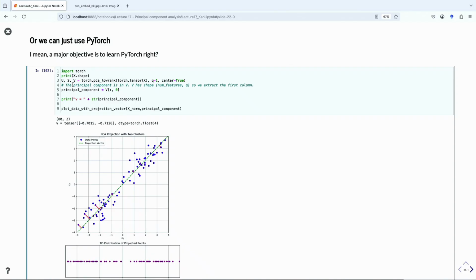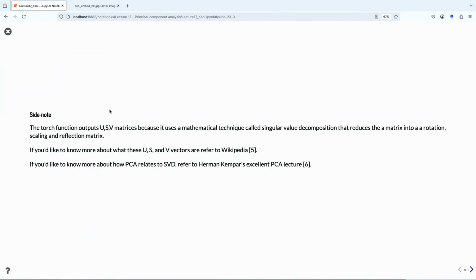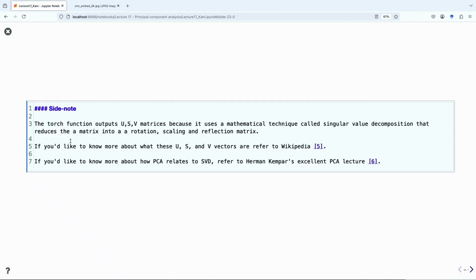It outputs all these values simply because there is a technique called singular value decomposition in linear algebra that reduces a matrix into a rotation, scaling, and reflection matrix.